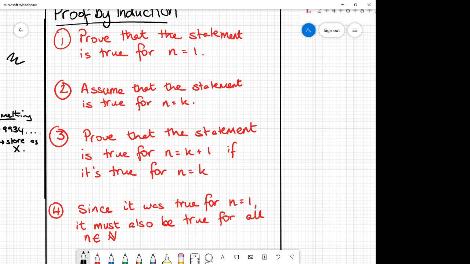And the final step, and this is where everything comes together, is that because we knew it was true for the first step, and we proved that if it's true for one step, it's true for the step after that, it'll also be true for n equals 2. It'll also be true for n equals 3 because it was for n equals 2. Being true for n equals 3 makes it true for n equals 4, and that's just going to keep going on. So it means it is true for every natural number.